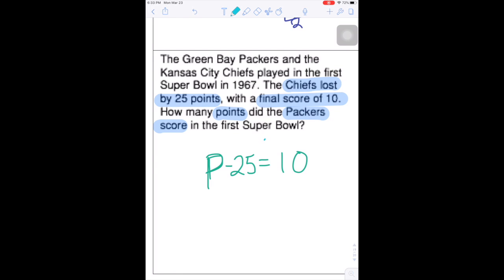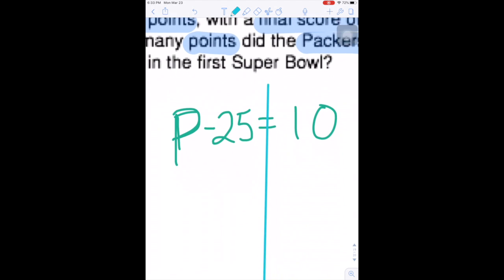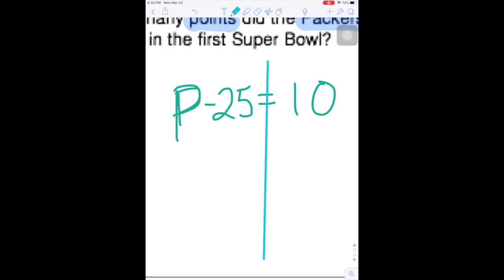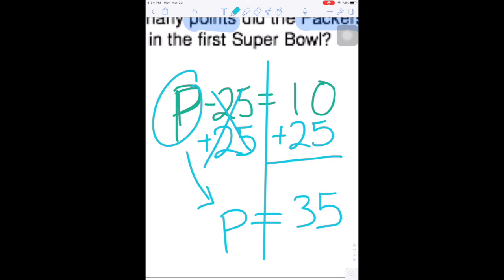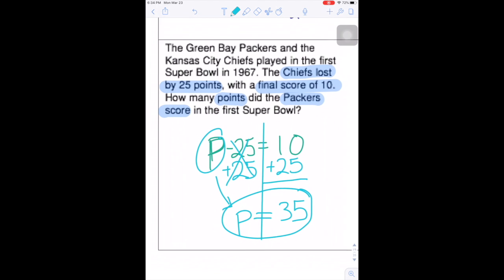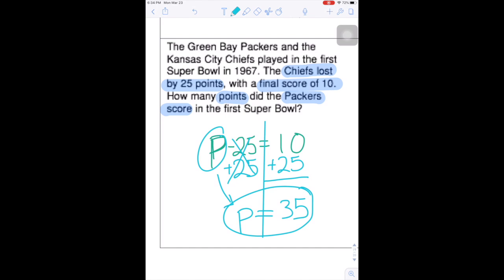Now we're going to balance it out. Line down the middle. If we subtracted 25 in the equation, remember we're going to do the opposite to cancel it out. So on this side we still have P for the Packers. Their score would have been 35.